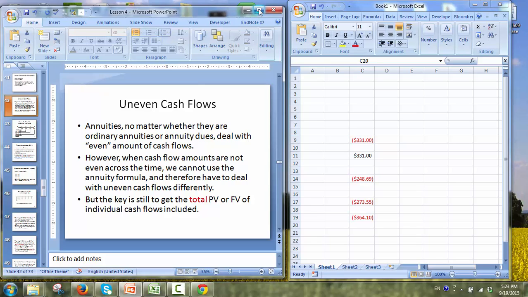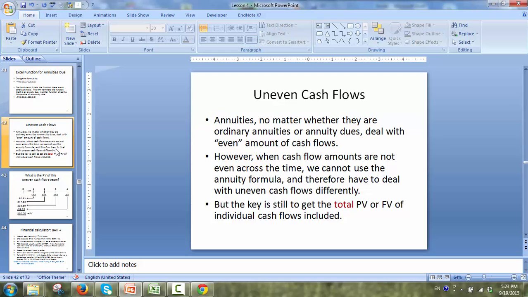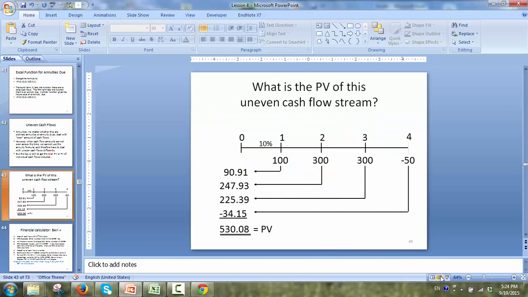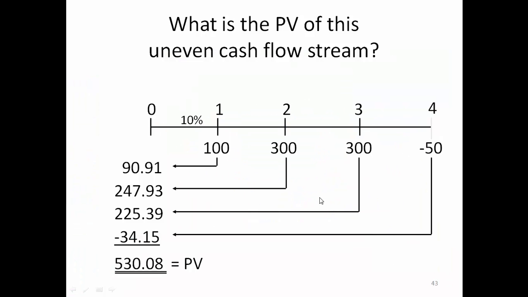So what if the cash flow amounts are not the same all the time? Then we are looking at the so-called uneven cash flows. For uneven cash flows, the idea is still the same. If we are looking at, for example here, 4 different amounts of cash flows, to calculate the total present value, we calculate the present value of every one, one by one. We sum them up, and we get, in this case, 530.08.